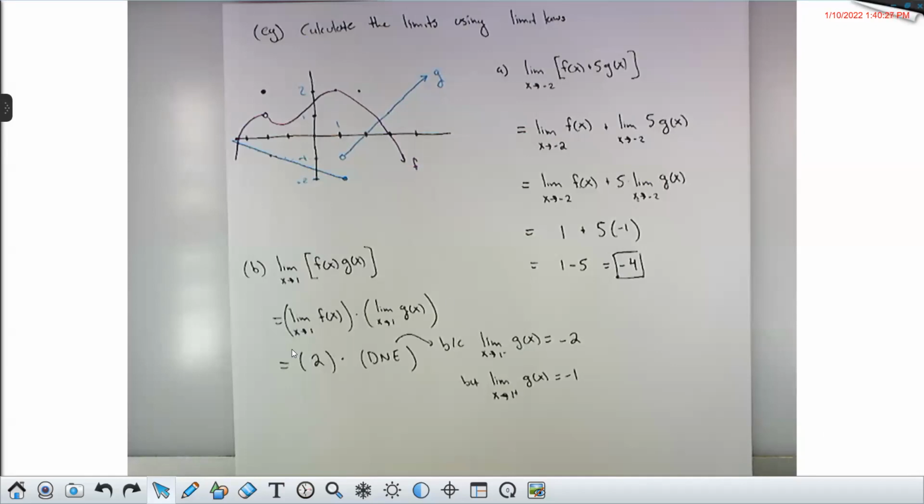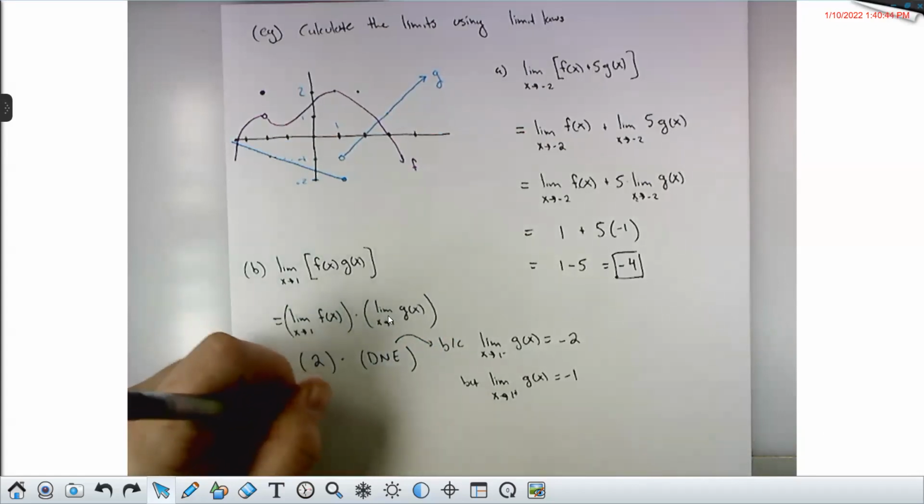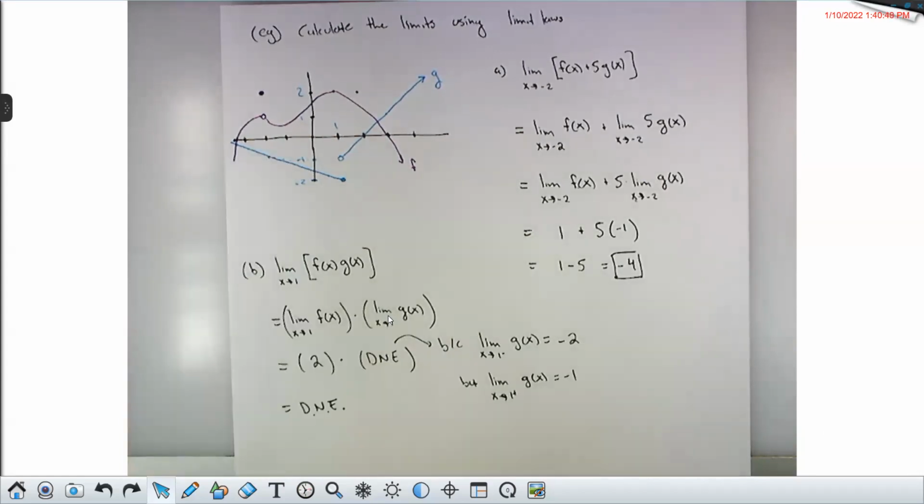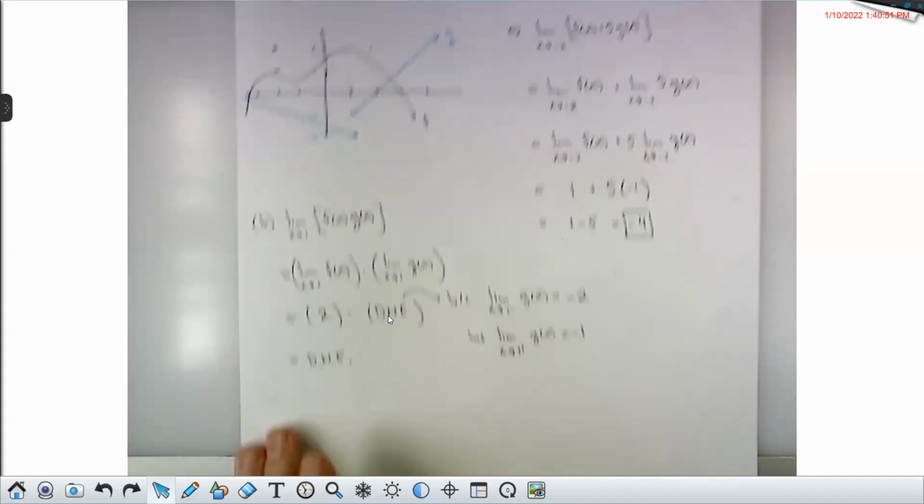So we have 2 from the first limit, and we have DNE from the second limit. And this is not a product that you can form, right? 2 times something that does not exist, that's a very difficult multiplication to do. If either of these do not exist, then the overall limit does not exist. And that's the result here. Let's look at one more of these.